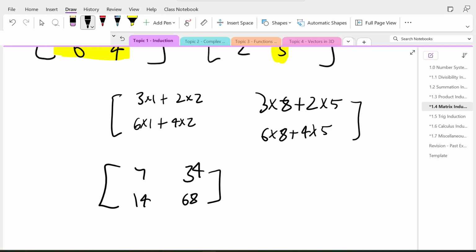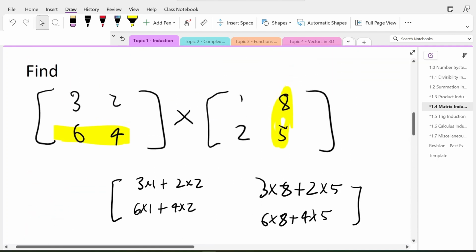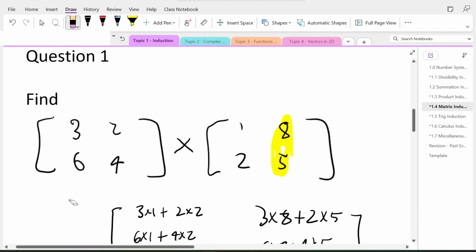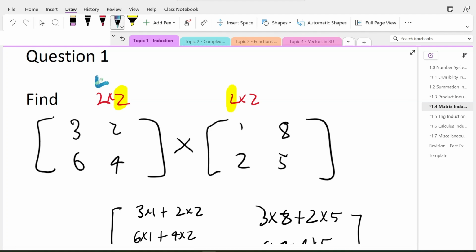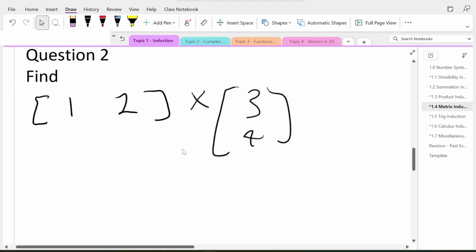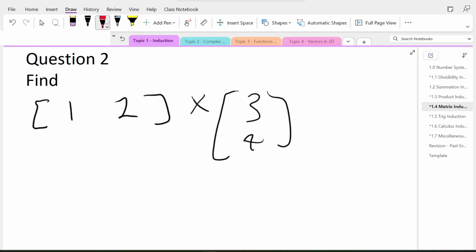Just like that. Now, the way you actually know whether you can multiply matrices is you just look at the dimensions of the matrices. So these are both 2 by 2. The middle number matches, which means that you can, and the resulting matrix that you get is a 2 by 2. Now, usually in induction, we are going to be multiplying 2 by 2 matrices, but just for example, this is how you would do other ones.